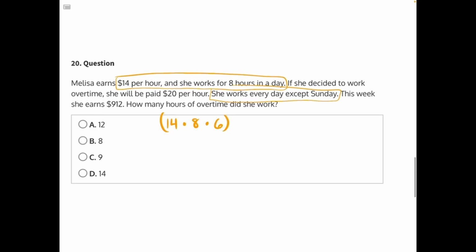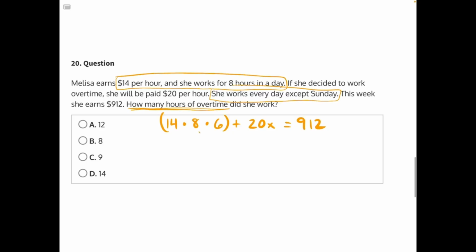Then on top of that, she makes overtime pay of $20 per hour, but we don't know how many hours of overtime she worked. That is the question. That's what we're being asked. So we need to make that our unknown, our variable. And all of this together will total up to be $912. So now we can start to simplify and solve for our missing variable x.